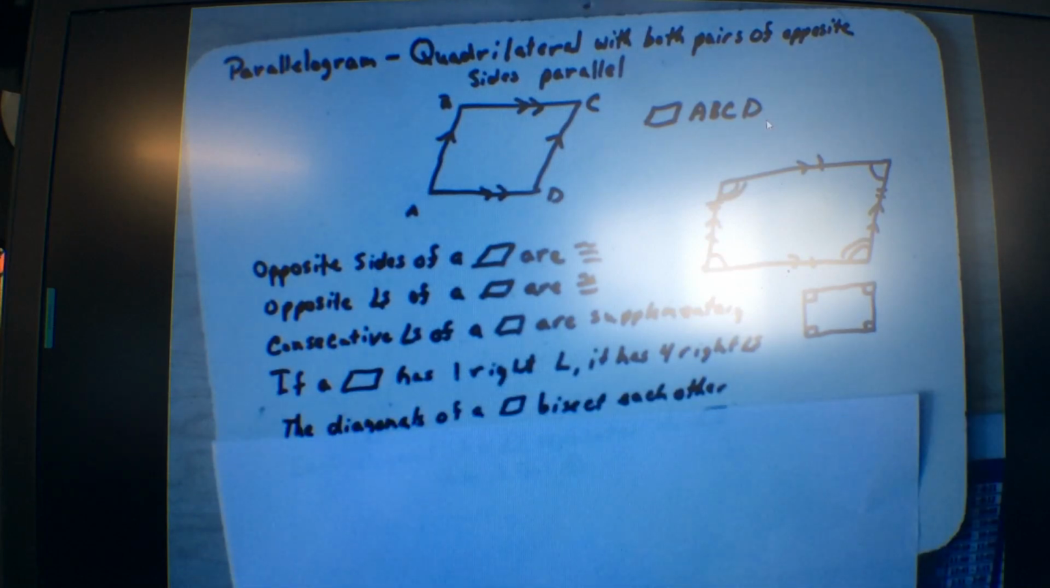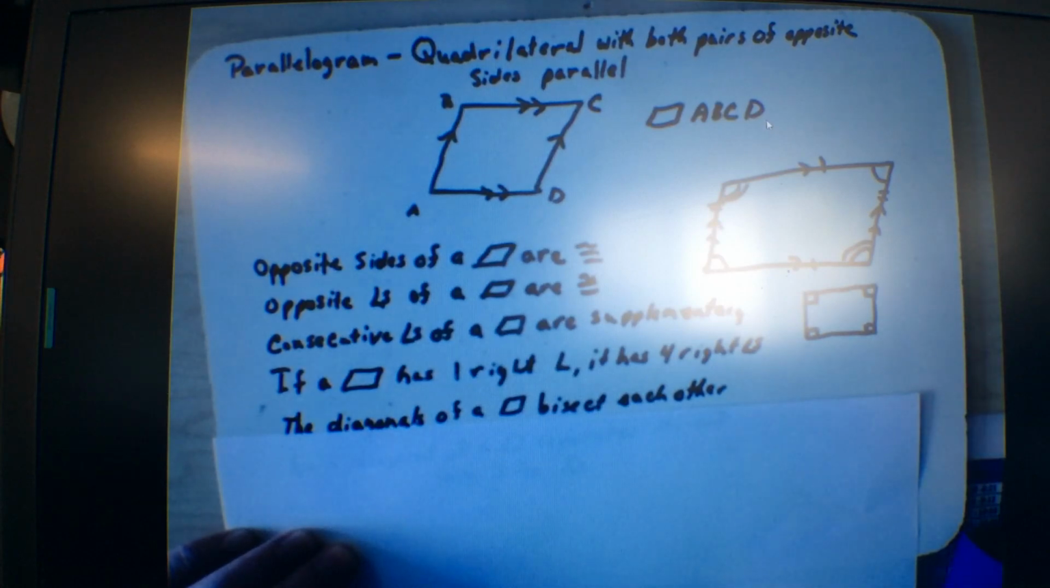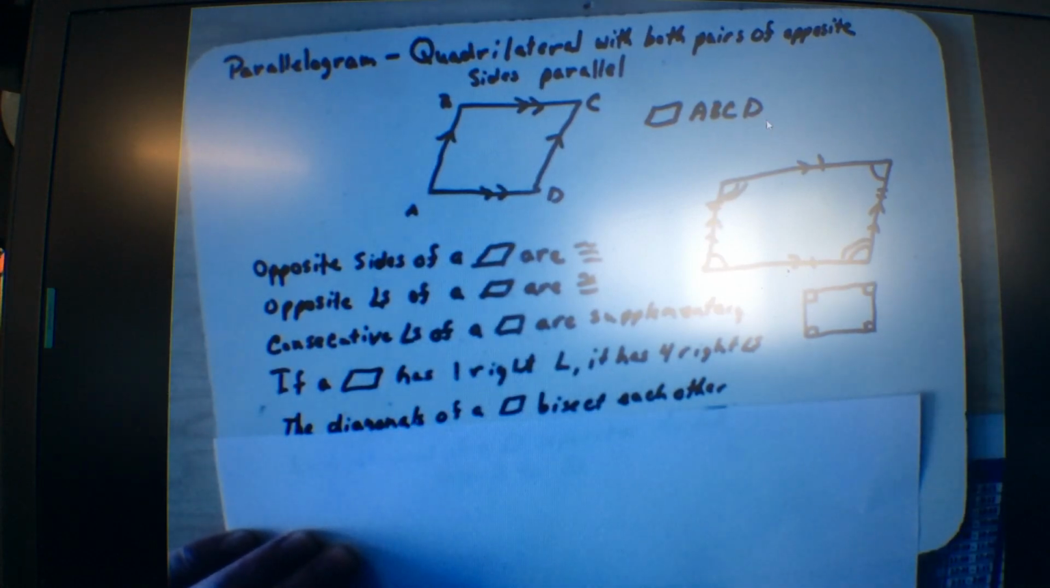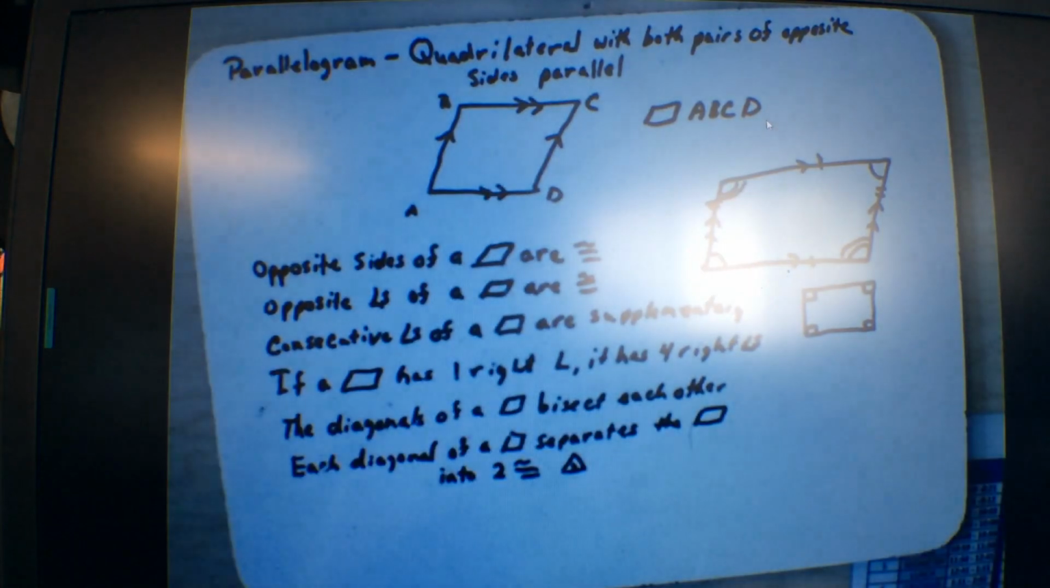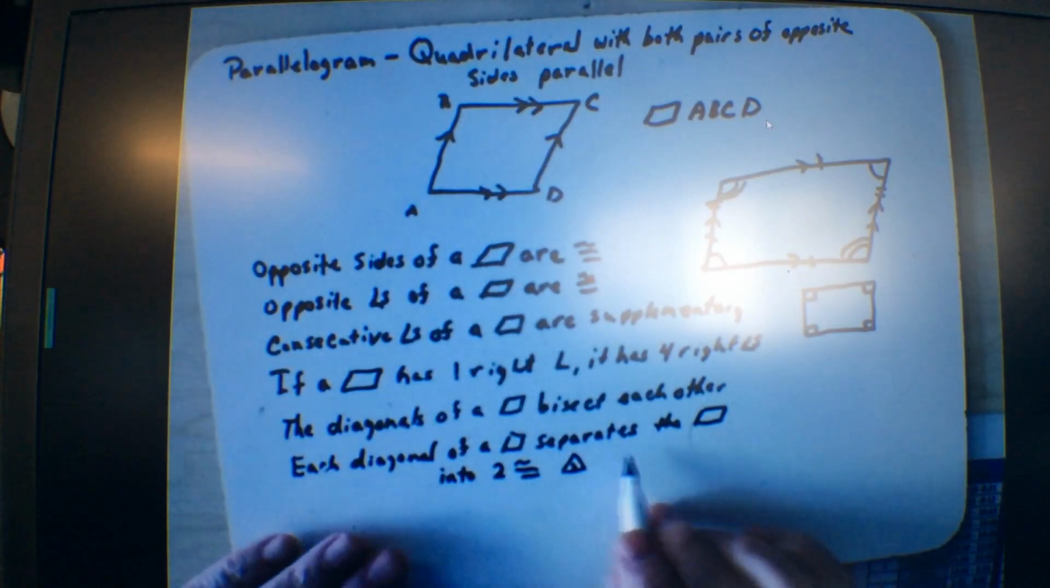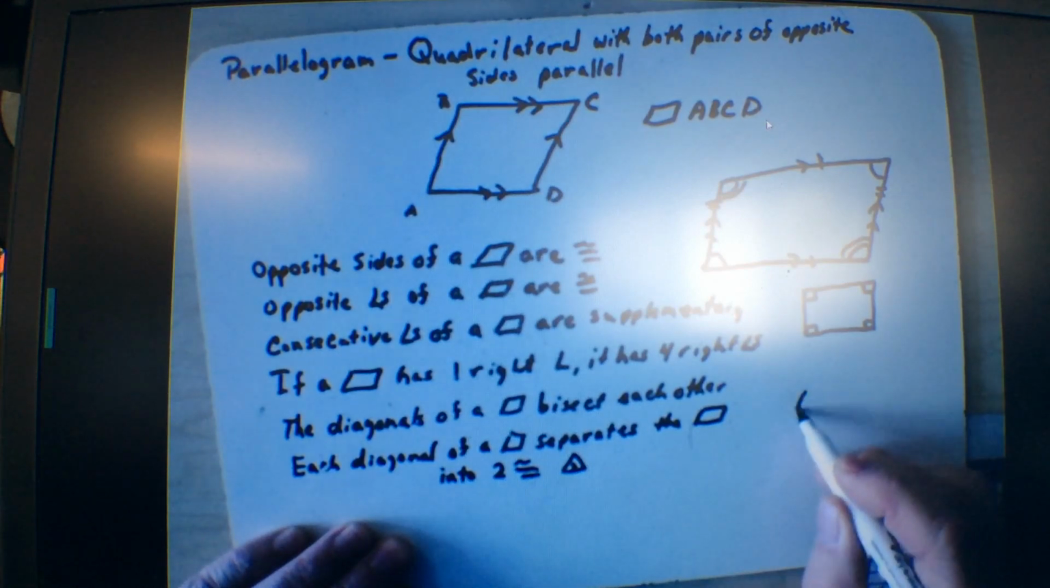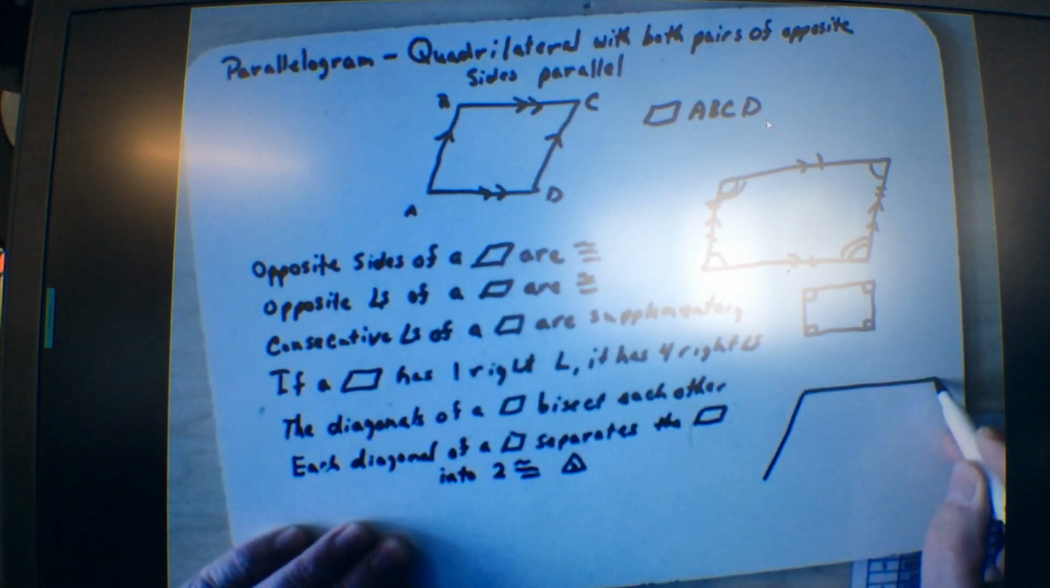Okay? The diagonals of a parallelogram bisect each other. And I'm going to show you this. I'll go ahead and give you the next one too. It says each diagonal of a parallelogram separates the parallelogram into two congruent triangles. We're going to talk about both of these right here.